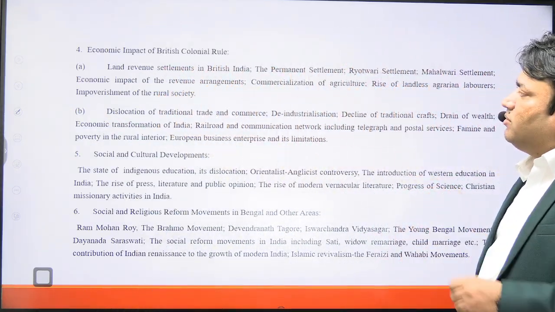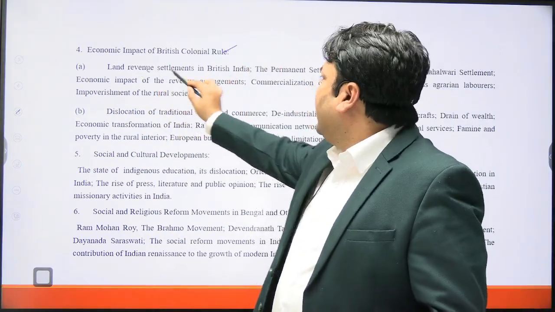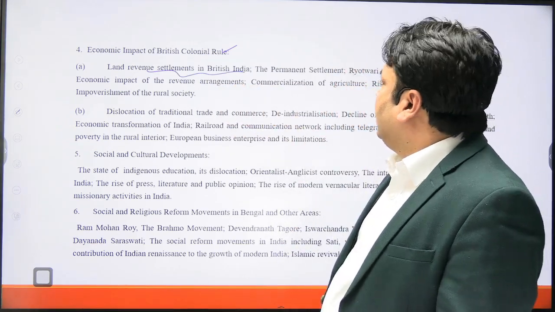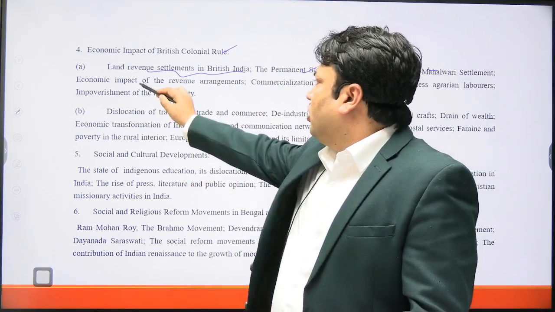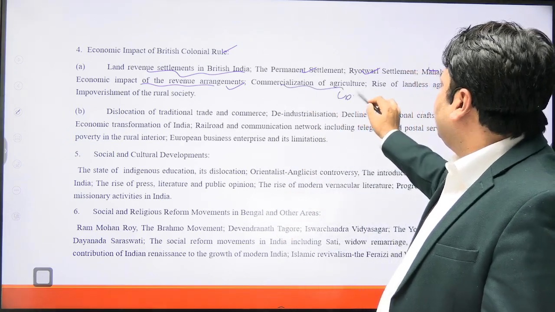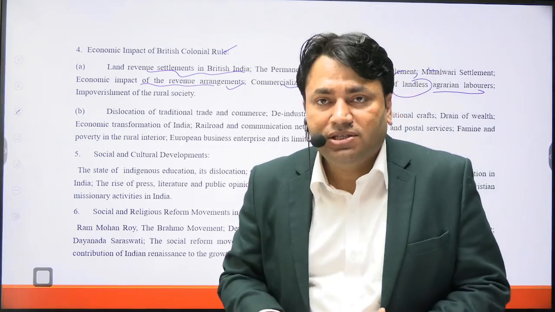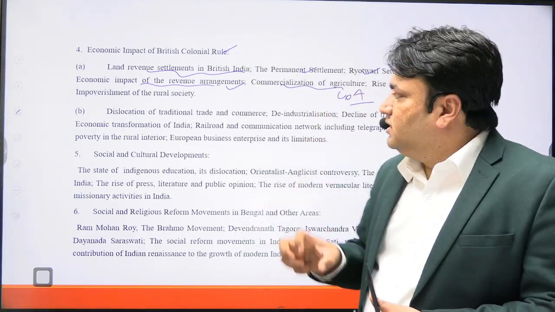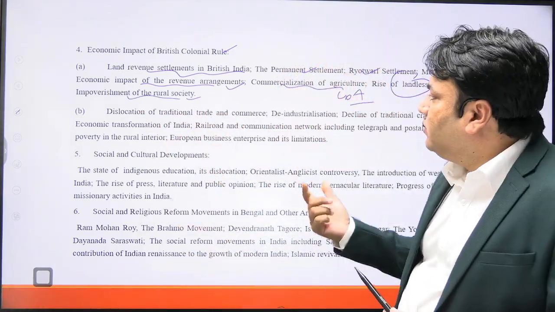We need to study about the economic impact of the British rule. Here we need to study in detail about the land revenue settlements in India. Here permanent system, Rayatwari system, Mahalwari system. Economic impact of the revenue arrangements we need to study. Commercialization of agriculture we need to study. Landless agrarian laborers, how this class came into existence, we need to know the reasons for this. And impoverishment of the rural society, this also we need to understand.